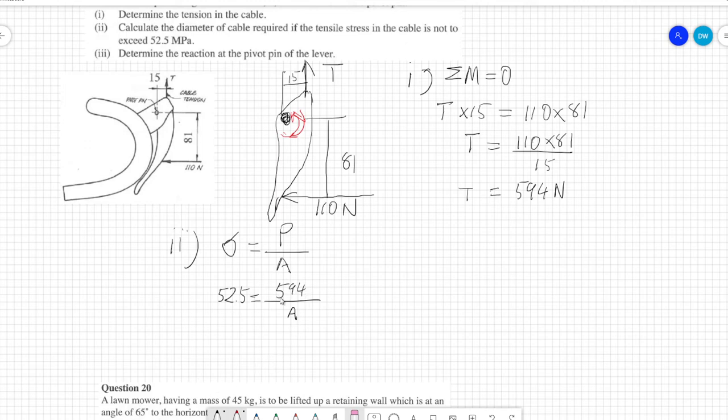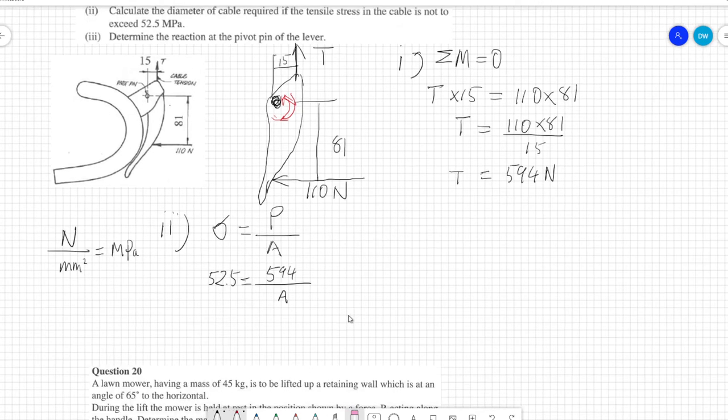So what's happening here is I'm leaving force as 594 newtons, and the stress as megapascal, because if you remember the unit conversions, if I have a Newton over area in square millimeters, it's actually equal to megapascal. A pascal is 1 Newton over 1 square meter, and 1 Newton over 1 square millimeter is a megapascal, because there is a million square millimeters in a square meter.